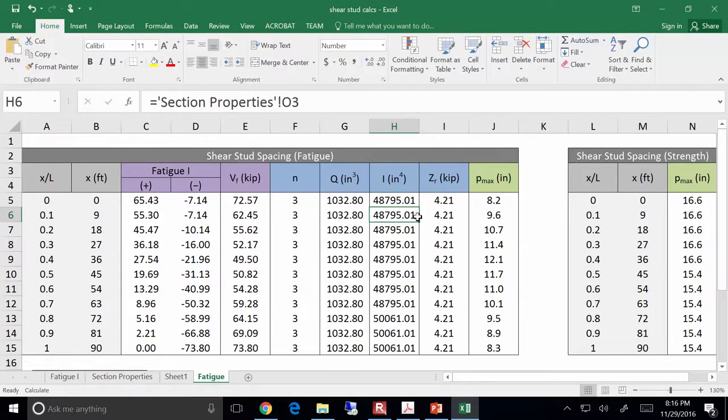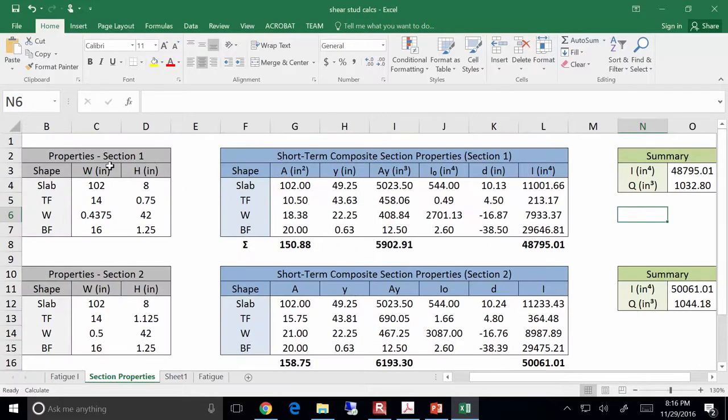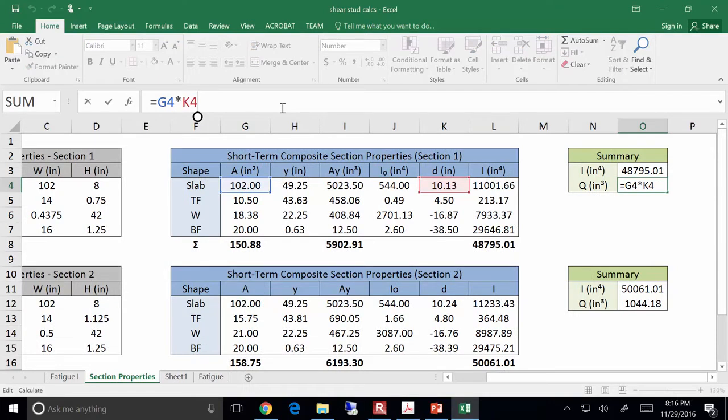For this example, I'm going to assume 3 studs per row. Okay, so all I need are 2 more quantities, I and Q. I get those from my section properties, the fundamental calculations that hopefully you all are pretty familiar with. I is your moment of inertia, pretty straightforward. Q is just the area of the slab times the distance from the centroid. Pretty straightforward, right? It's just A times D, or A times that moment arm.